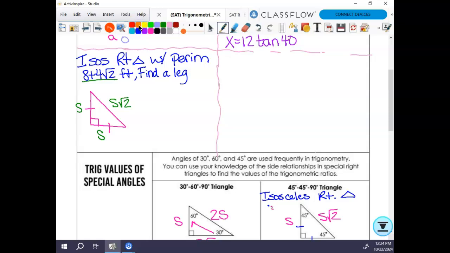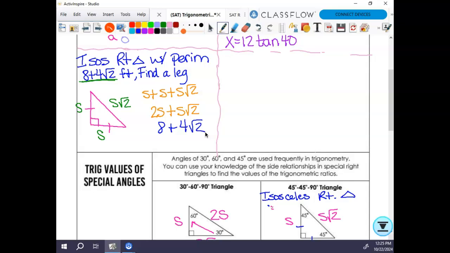If I found the perimeter just with my green labels, and again, those are not 5s, those are S's, I would do S plus S plus S times the square root of 2. Again, I can combine like terms, so I end up getting 2S plus S times the square root of 2. That's basically, for whatever side length I would have, how I could find the perimeter. Then, when I look at what they gave me here, they gave me 8 plus 4 times the square root of 2.